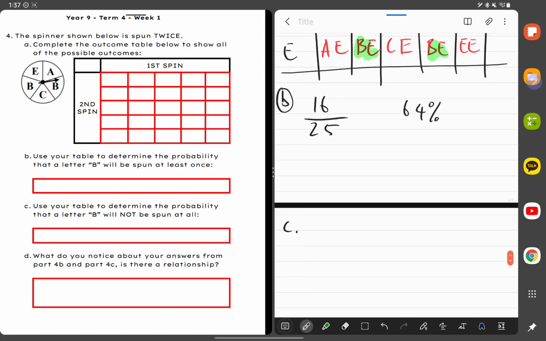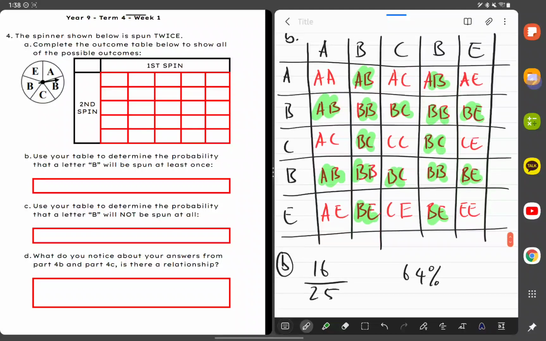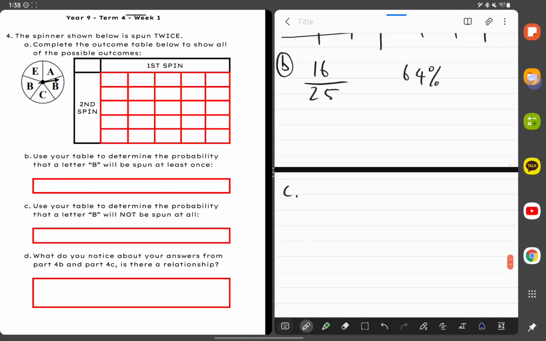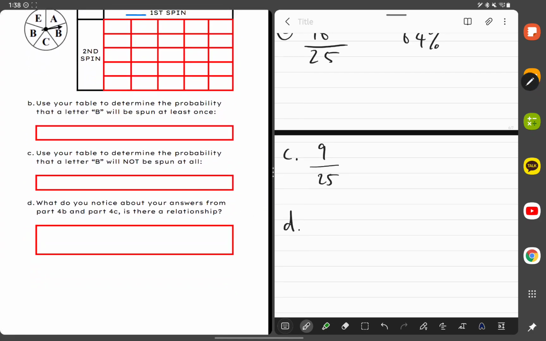Here's C. The probability that B will not be spun at all. So it's actually the rest. The ones without B in it at all. So it's actually, and we can count it up, 1, 2, 3, 4, 5, 6, 7, 8, 9. So it's 9 out of 25 possibilities that has no B's in it at all. Done. D. What do you notice about the answers from part 4B and part 4C?